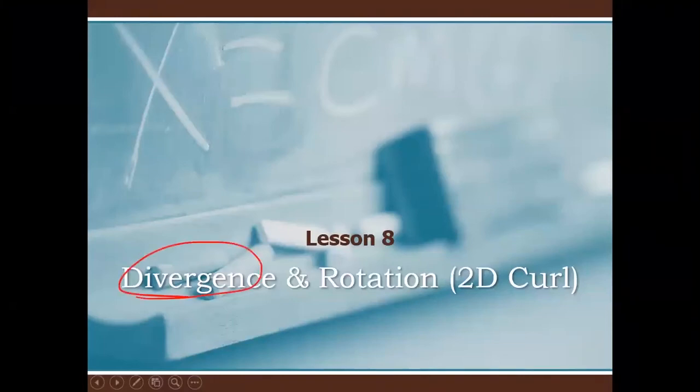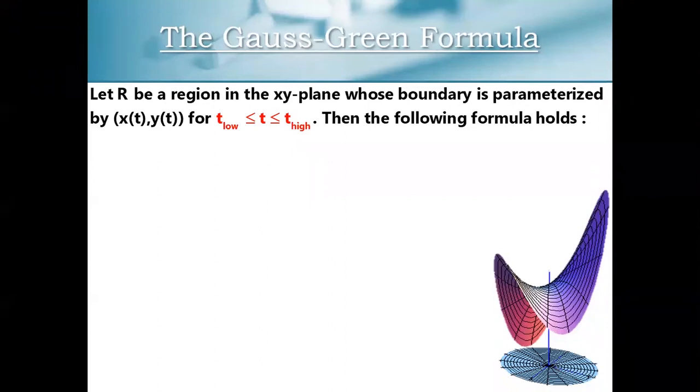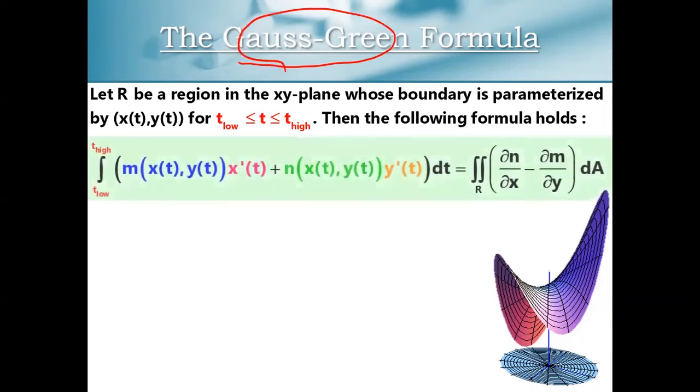In this video, we're going to talk about divergence and rotation, also known as two-dimensional curl. Now, our main way of introducing divergence and rotation is to look back at the Gauss-Green formula, because as you remember, the Gauss-Green formula is a correspondence between a path integral along a closed curve, which is equal to a double integral over the interior that's enclosed by that closed curve.